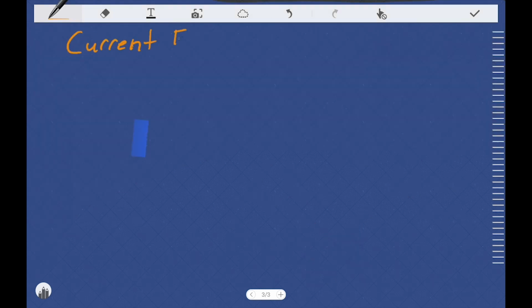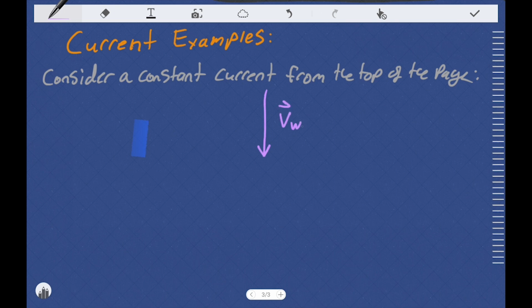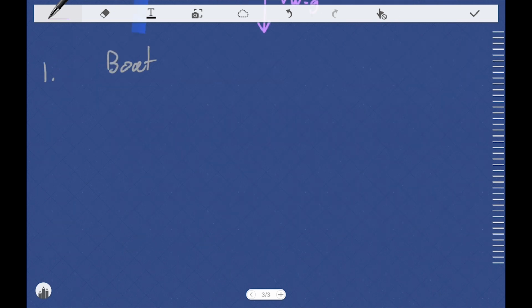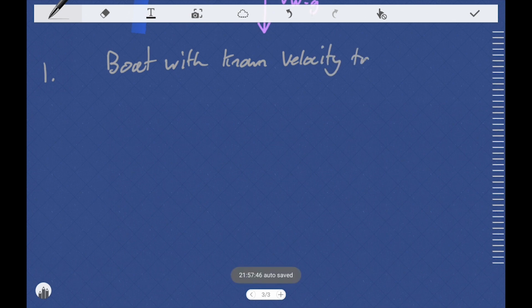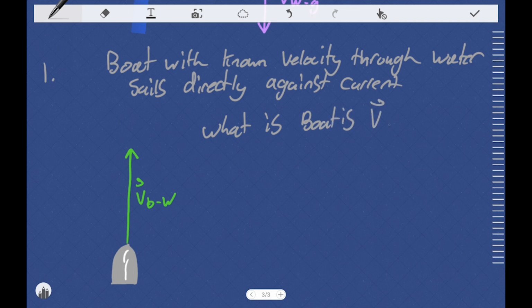I'd like to reinforce what we've been talking about with a couple of examples. For each of these examples, let's consider a constant uniform current that's flowing in the direction from the top of the page. We'll draw it in purple and call it VWG. For the first example, I'd like to consider a boat with a known velocity through the water sailing directly against the current. The question that we'd like to answer is, what is the boat's velocity with respect to the ground?